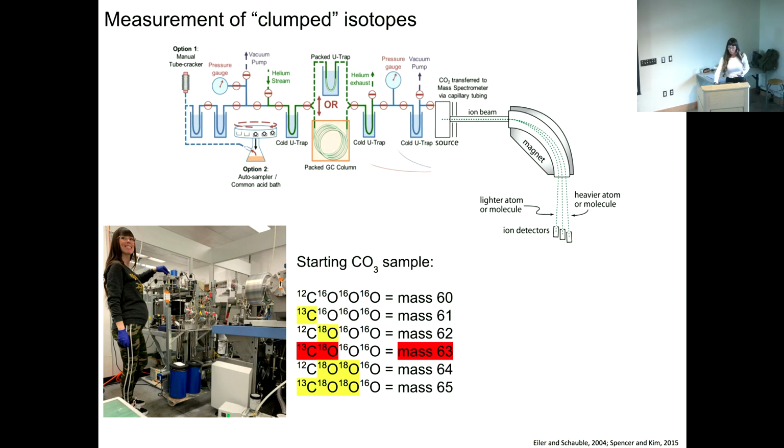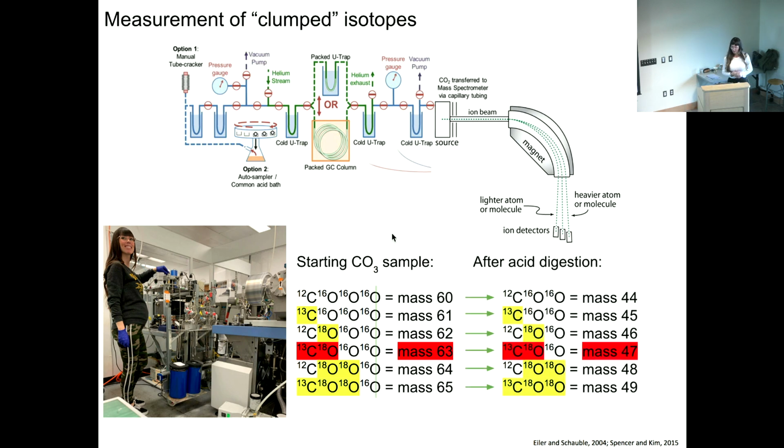So what's actually happening, if you look here, you have your starting carbonate sample, so CO3, that's carbonate. So each molecule has the carbon and the 3 oxygens. And like I said before, we're looking specifically for this mass 63 carbonate molecule with the 2 heavy isotopes in it. So when you drop it into the phosphoric acid, you will actually remove one of the oxygens in order to turn it into carbon dioxide gas. So by doing that, you end up with mass 47 CO2 because you've removed this one oxygen.